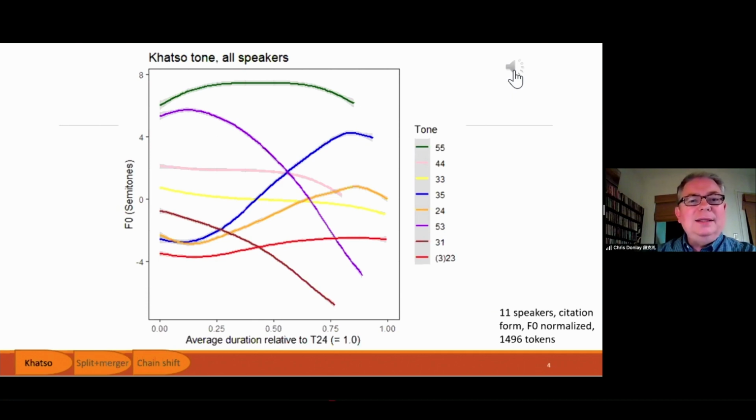So if you take a look at the list to the right of the graph, you'll see the list of the actual tonemes there using the Chao numeral system. So Khatso has 3 even tones, 55, 44, 33, which are represented in green, pink, and yellow as you move your way down the graph. 2 rising tones, 35 and 24, in blue and orange. 2 falling tones, 53 and 31, in purple and brown. And then 1 low falling-rising tone in red here, tone 323, in the bottom quadrant of the graph.